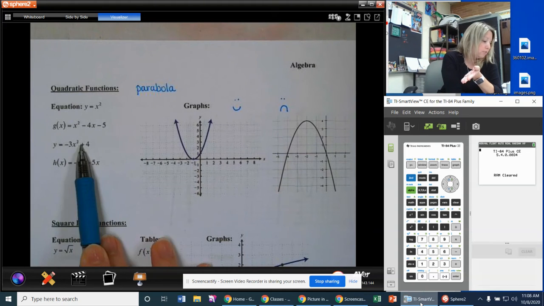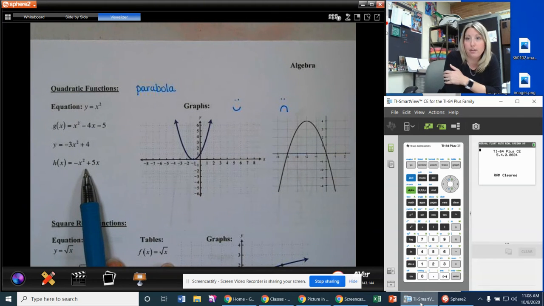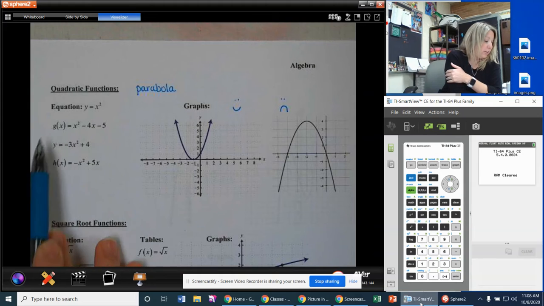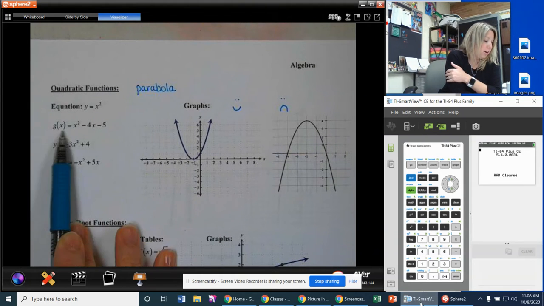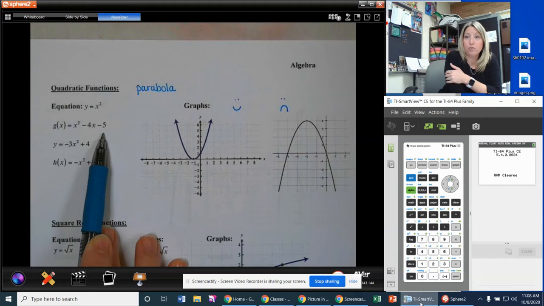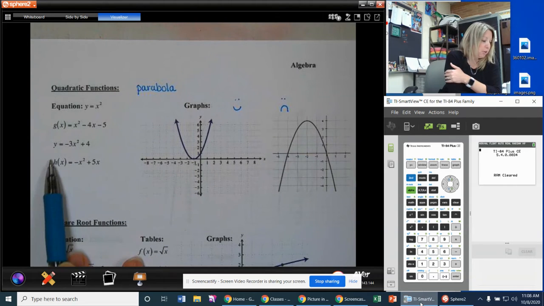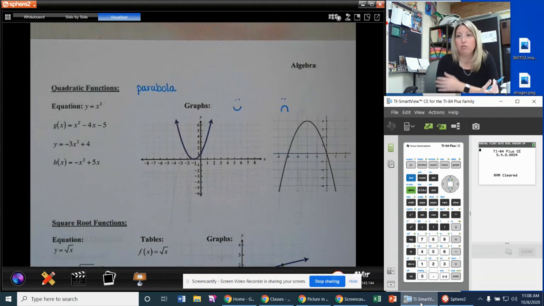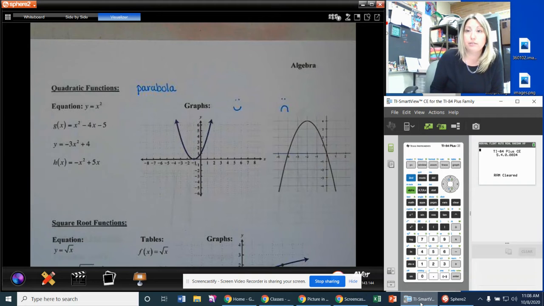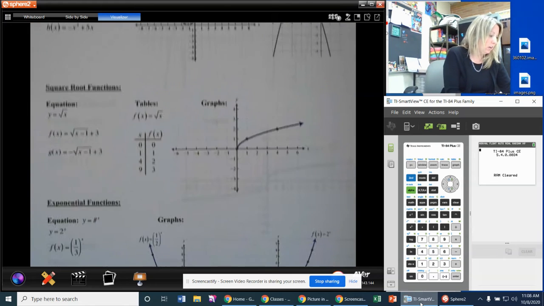Notice all of these equations have an x squared in them. Again, function g is just in place of y, and I'm just naming this function g. This is just in place of y, and I've just named this function h. So that's just in place of y, but that's the same as having y equals negative x squared plus 5x. So it has to have an x squared for the quadratic function.